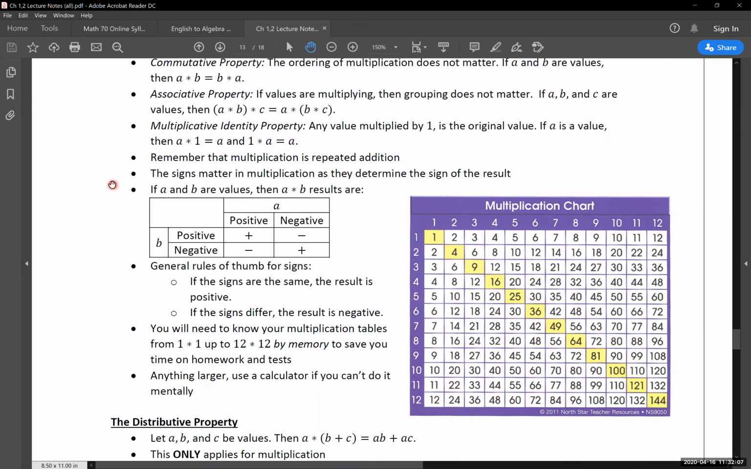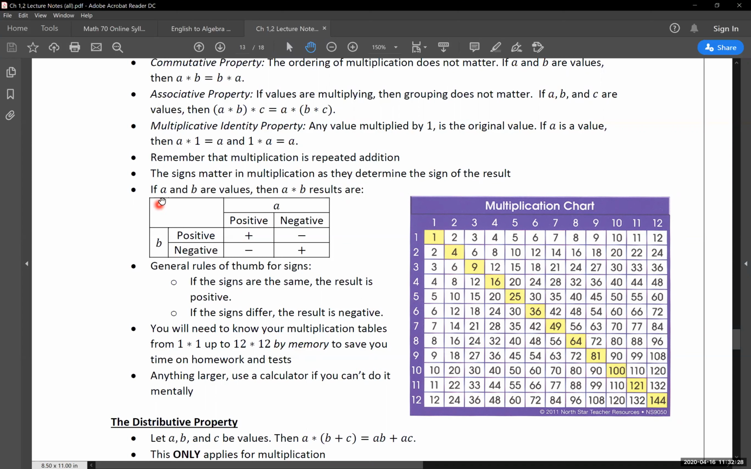Now signs matter with multiplication. So if you are someone who has gone through these problems and thought, okay, I can't remember if a positive and a negative is a 0 or a negative times a negative is 0, or I just can't remember that, try to make a little table here that might help you out with that.